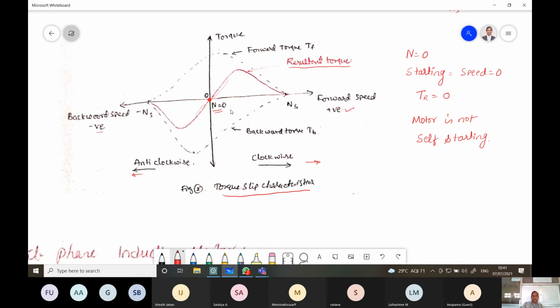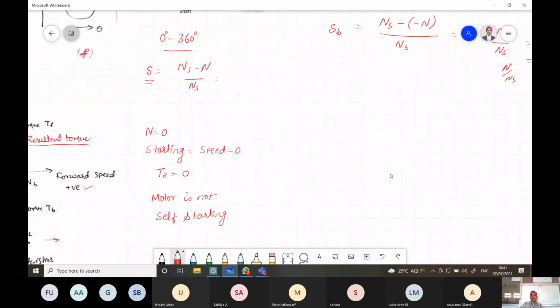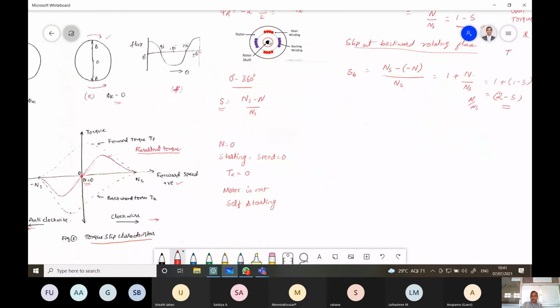So we make the induction motor self-starting. These are very low range motors, the ratings are very small, and they are used as single phase induction motors. So how can we make a single phase induction motor self-starting? That is by providing two windings.